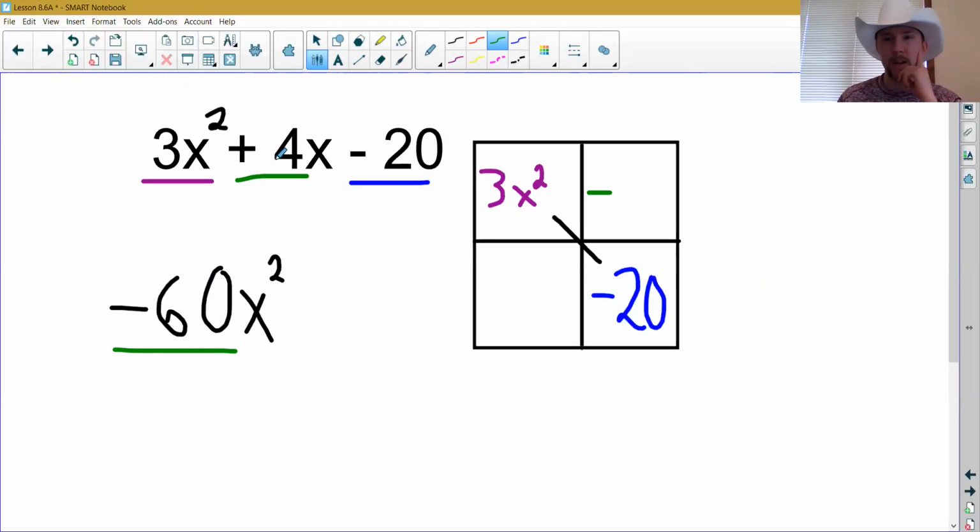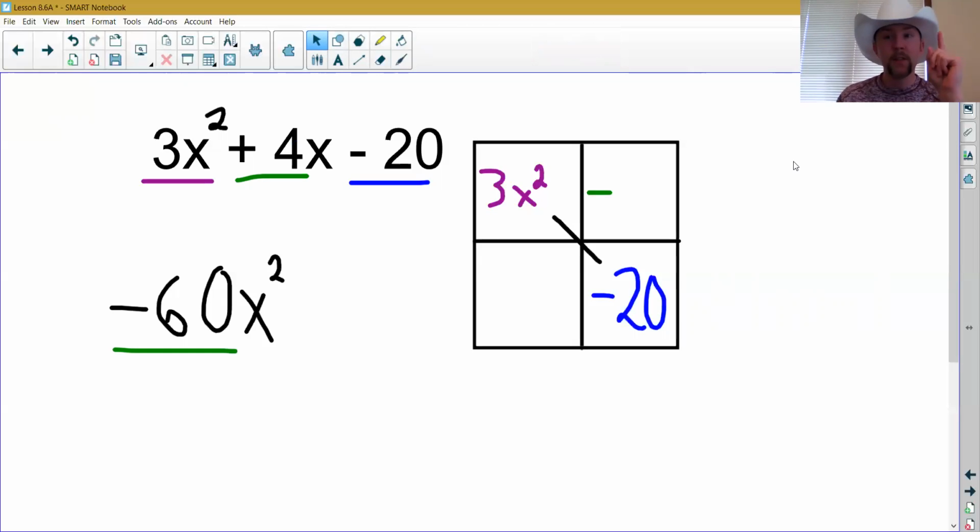So they need to add up to positive 4, okay? So I need to find two numbers that multiply to make negative 60 and add up to make positive 4. So I'm going to start listing out possibilities over here that might multiply to 60, and then we can talk about making one of them negative.